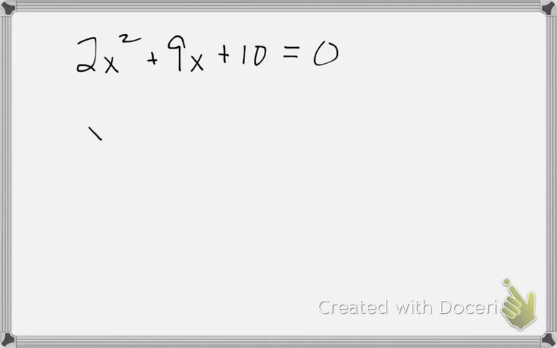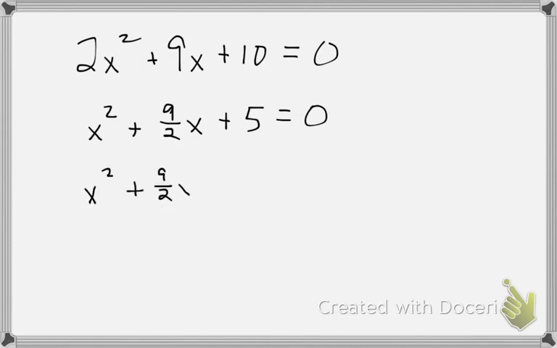What if I gave you, say, 2x squared plus 9x plus 10 equals 0? What should I do? Divide by 2. You guys agree with her? How many say divide by 2? All right. So that means we get x squared plus what? 9/2 x plus 5 set equal to 0. All right. What do I do now? We'll subtract the 5. So we have x squared plus 9/2 x equals negative 5.